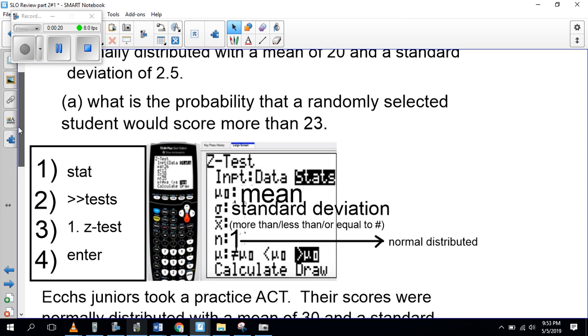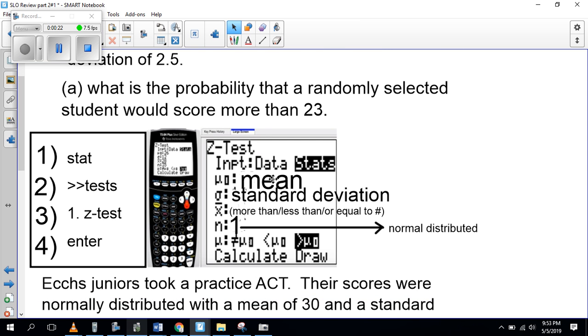Well, first of all, we're going to need our calculators. And I gave you directions here of how to run a z-test. We've done this before one or two times. We didn't do it a lot. But you go to your stat key, you scroll over twice to test, you go to z-test, enter.